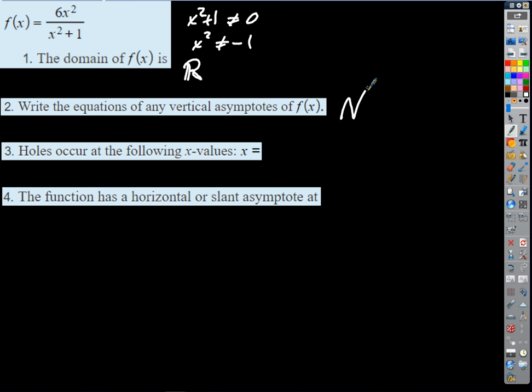Any holes? How come you're right? There's no shared zeros. There's no zeros of the bottom, and so there can't be any holes, right? Can't be any holes or vertical asymptotes, so that one would be n. Horizontal or slant asymptotes. Well, we just gotta look at this. It's a rational function where the top and the bottom are the same degree. So what's our rule? Then there's no slant asymptote.